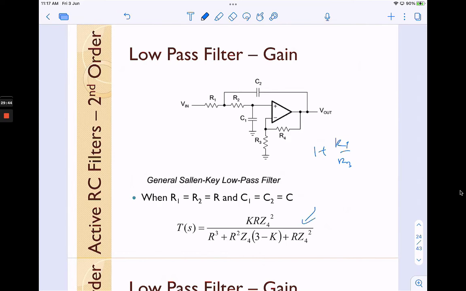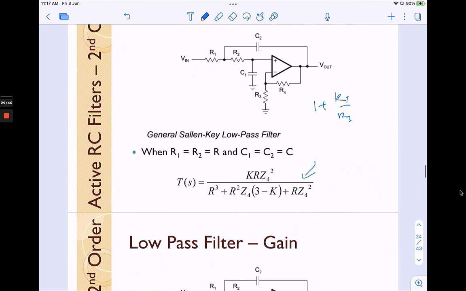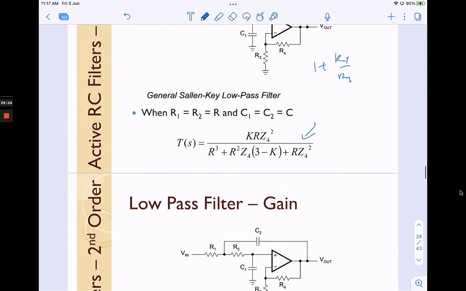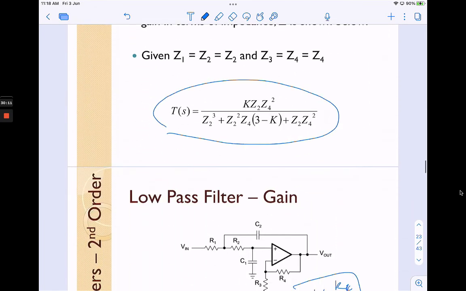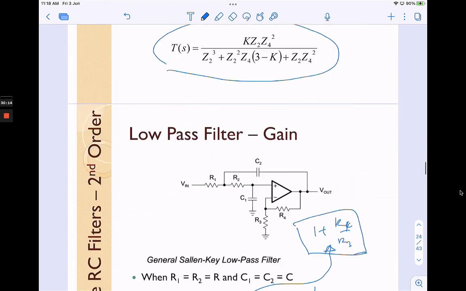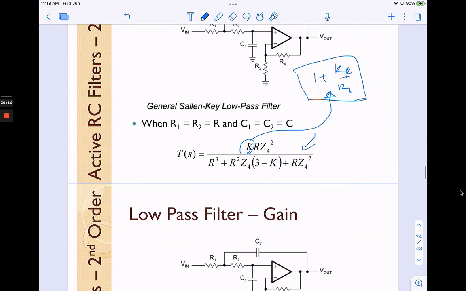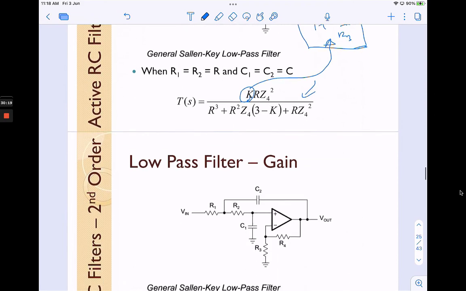Okay, so for the time being, just accept that the transfer function for this low pass filter will have this term. So I think this K term here is actually the gain, 1 plus R4 over R3. We did not mention it in this. Actually, K is the gain, K is the gain for 1 plus R4 over R3.